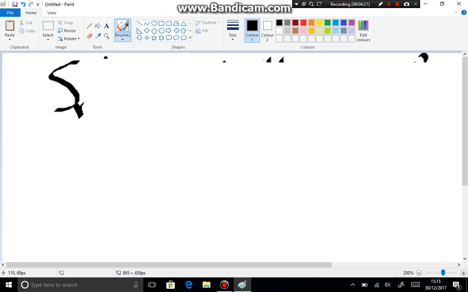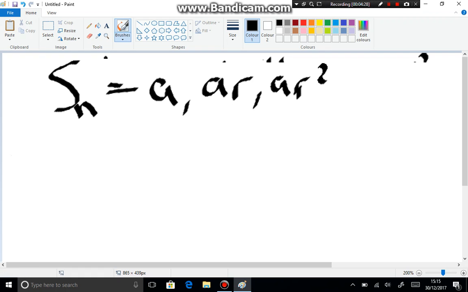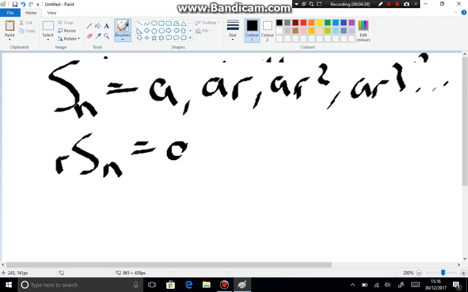So S represents the sum of the n terms of the series. So that's A, AR, AR squared, AR cubed, etc. And this time we're not going to flip it though. This time we're going to multiply everything by R. So we get AR, AR squared. Sorry, there should be a plus sign in between all of these.